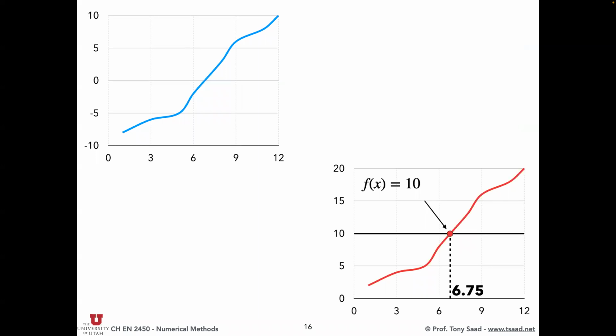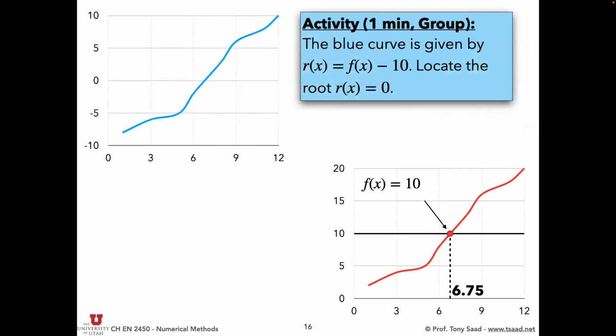So now I'm going to take that same function. It's the same exact function. This one on the bottom in red was f of x equals 10. Now, my blue curve up there is the function r of x equals f of x minus 10. And I want you to locate the root, r of x equals 0. Do you think it's the same as the other one? Yes. So now you draw the line y equals 0. It gives you the same identical root.